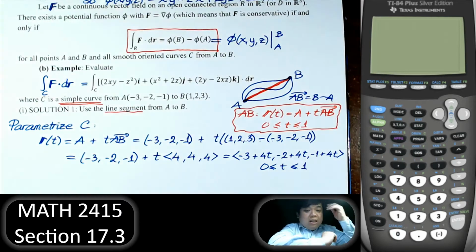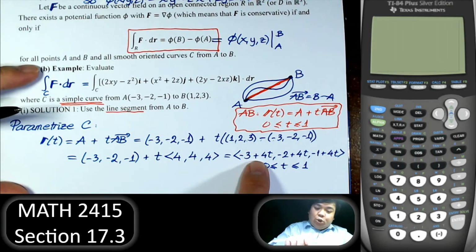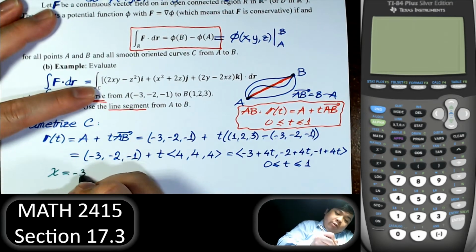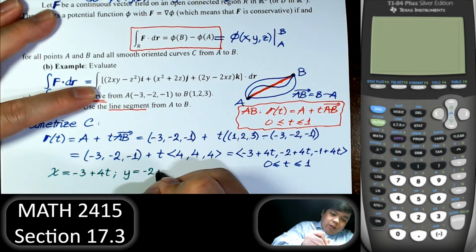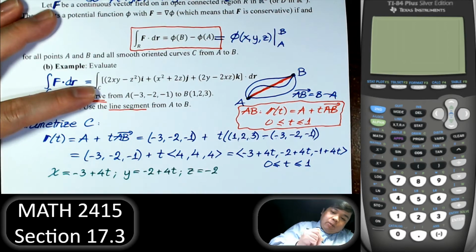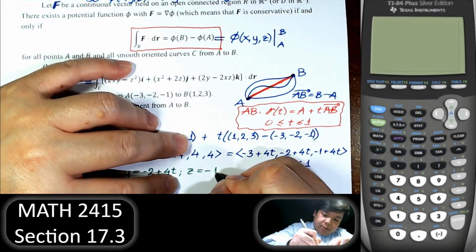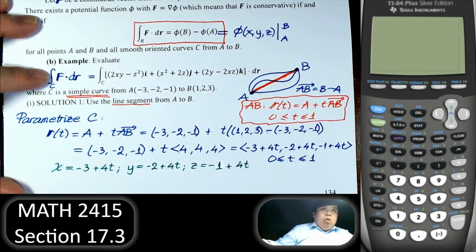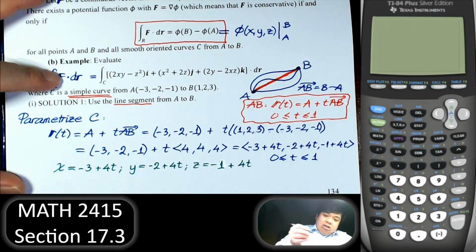So we're going to parameterize that. With this, we have x equal to -3 plus 4t, y equal to -2 plus 4t, and z equal to -1 plus 4t. Right, so that's the first step, parameterize it, meaning that we write x, y, z in terms of t. Now we can write the vector field f in terms of t.